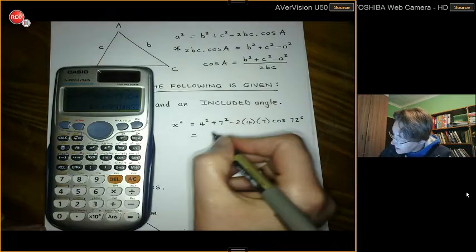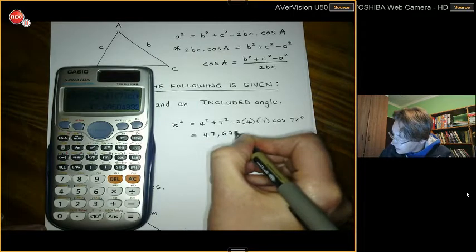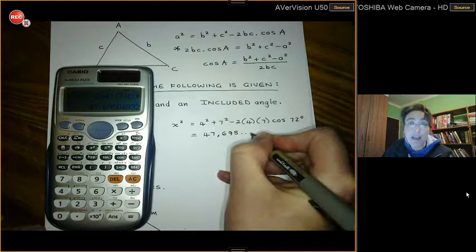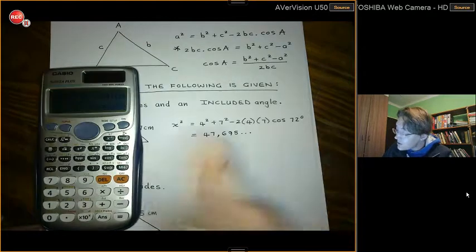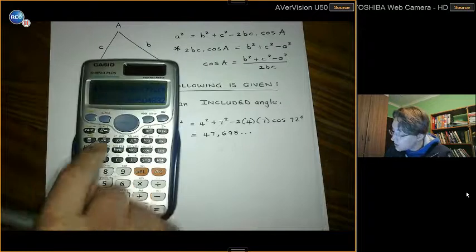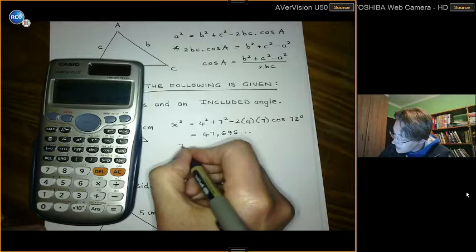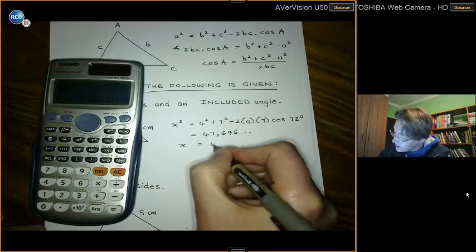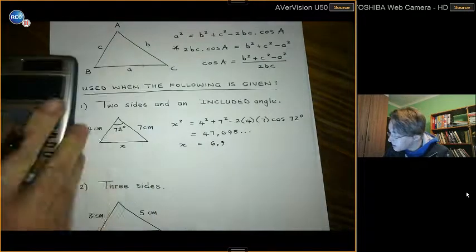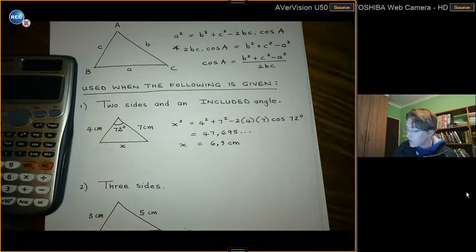Now they get an answer and they say, answer is 47,695... and they think they're done. You're not done. Because this is not what x is equal to, this is what x squared is equal to. So I still need to go and work out the square root of that answer. So that means x, correct to 1 decimal place, is 6,9, and the units is centimeter. So very easy and straightforward to use it.